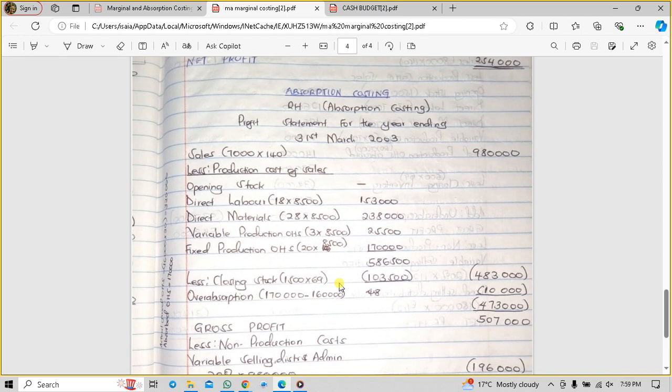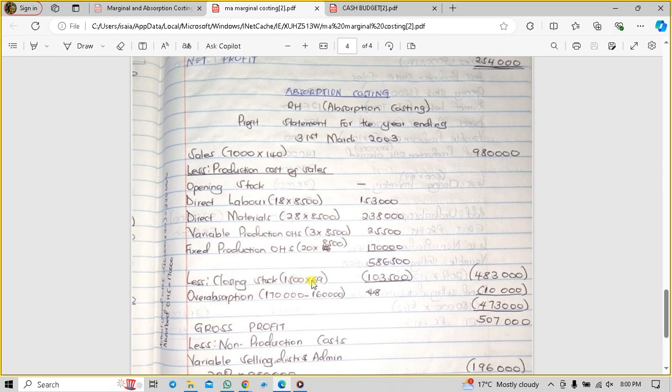The difference between marginal costing and absorption costing is that we are going to account for fixed production overheads here. In marginal costing, fixed production overhead was not here, but in absorption costing, we are going to consider fixed production overheads. So the fixed production overhead was 20 times 8,500. Then you subtract the closing stock. So the closing stock remains to be 1,500.